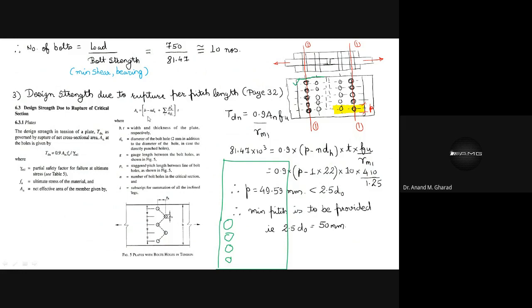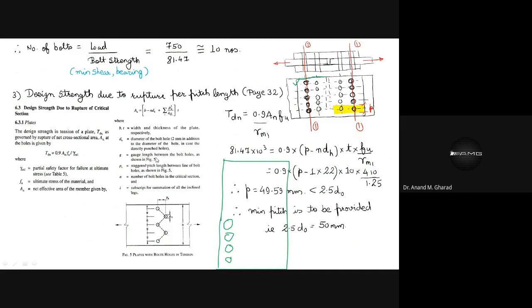Now let us try to understand this formula. AN is equal to small b minus... what are these parameters, small b and t? These are the width and thickness of the plate respectively. DH is the diameter of the bolt hole. 2 mm in addition to the diameter of the hole in case of directly punched holes. This is additional information that has been given.